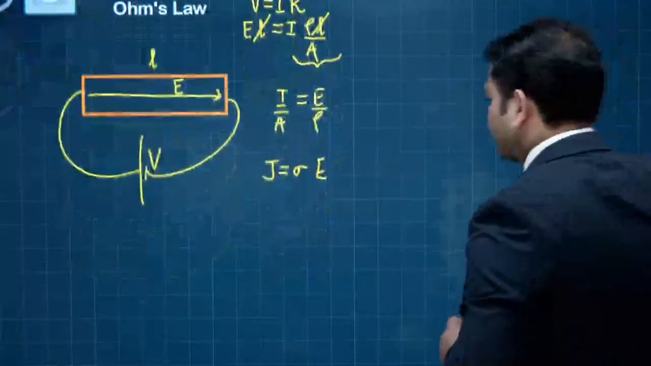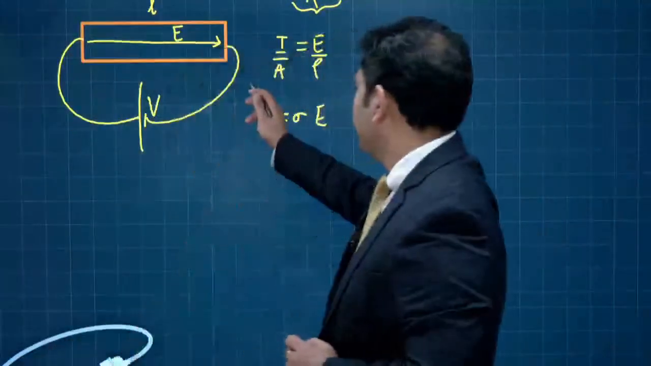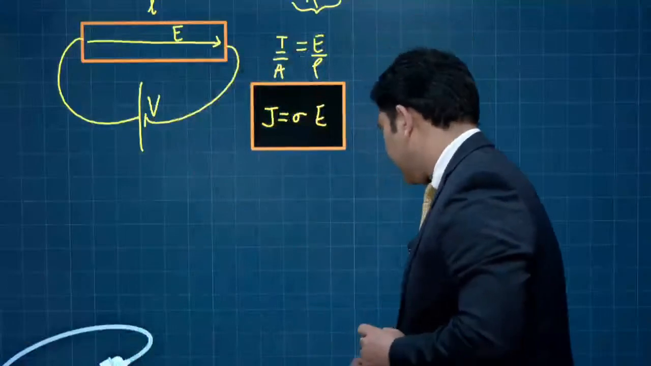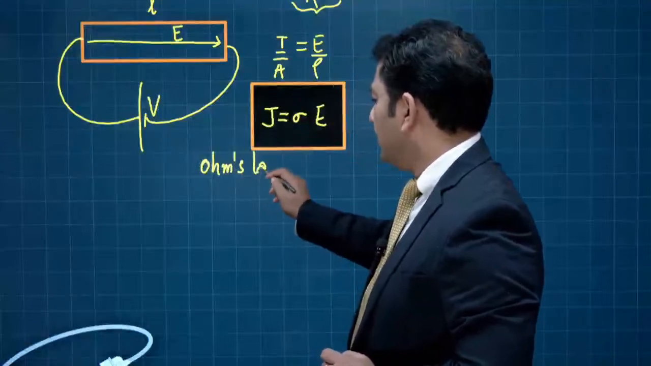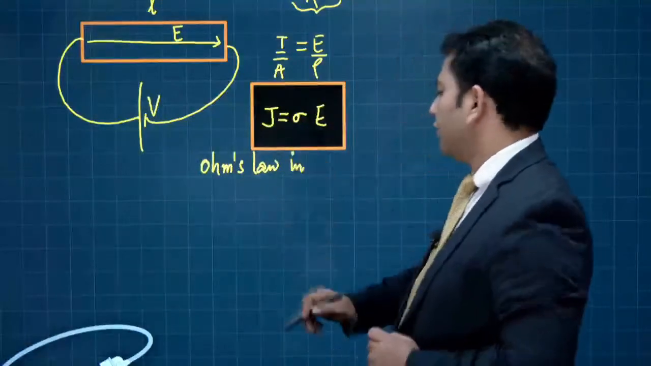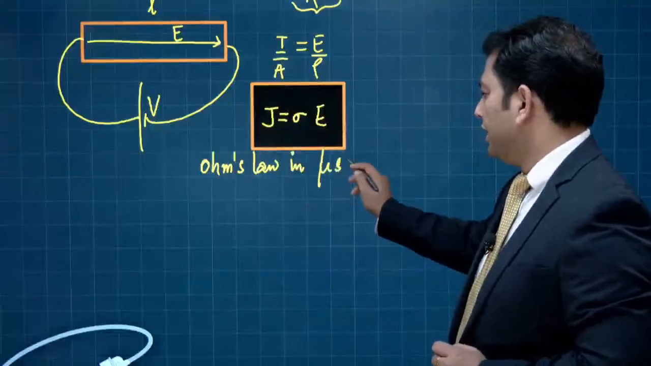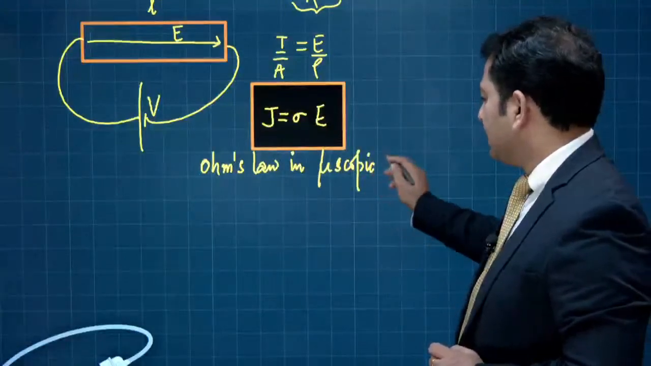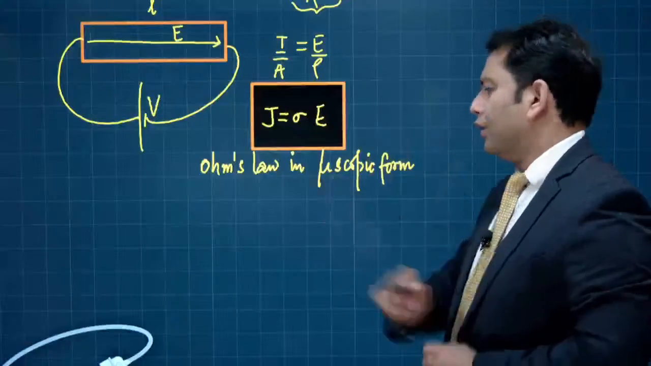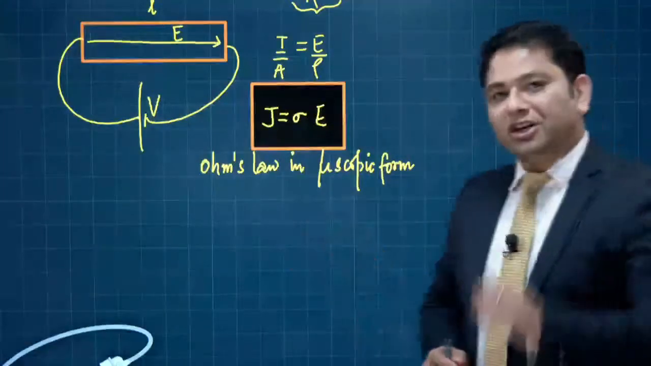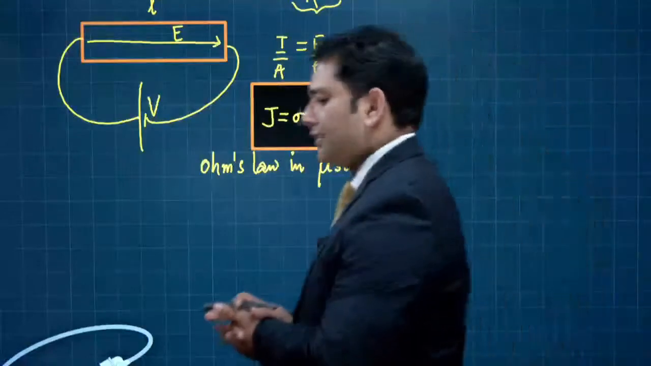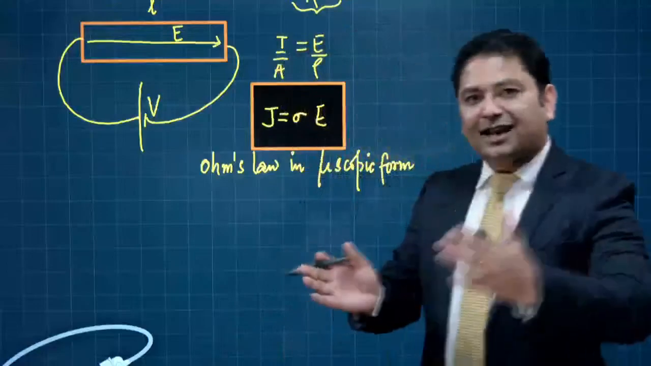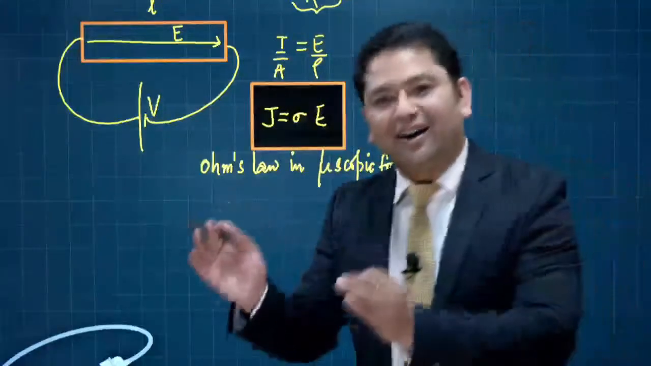And guys, that was what we were searching for. J equals sigma E. This is called the Ohm's law, right? The Ohm's law in microscopic form. So this is the Ohm's law in microscopic form, or Ohm's law in point form, whatever you would wish to say, point form, this is also called, right? J equals sigma E. Now, the counterpart is V equals IR.